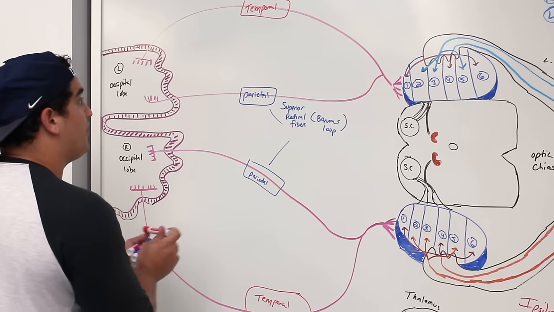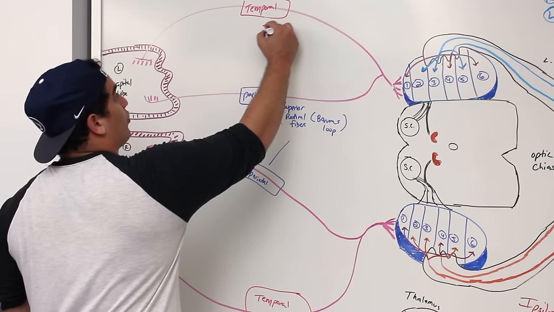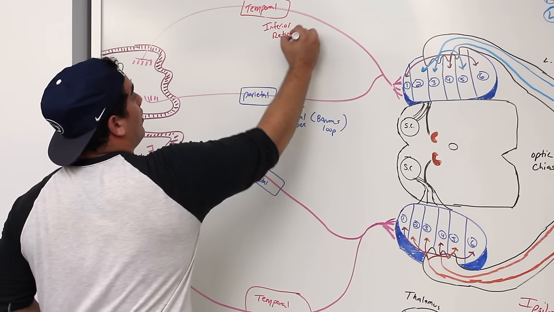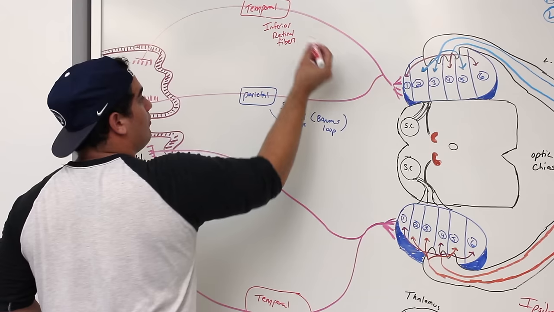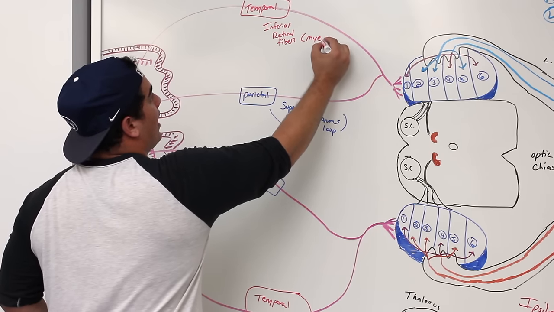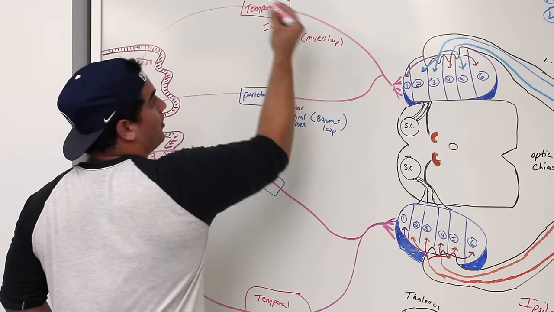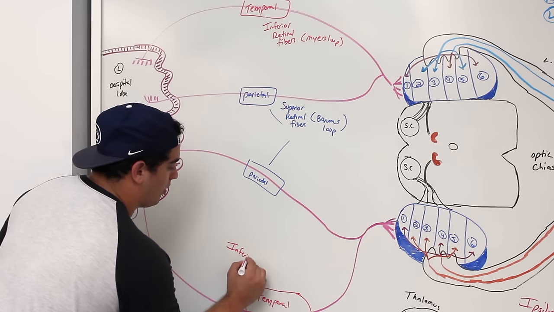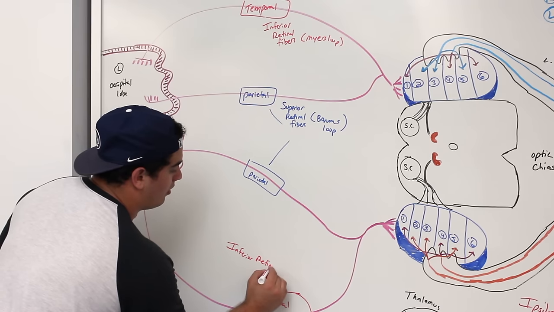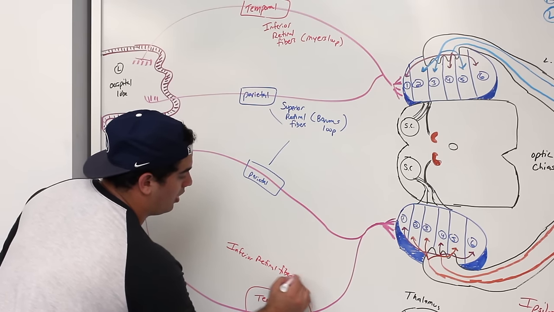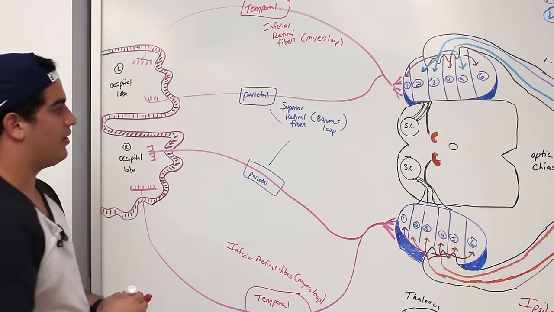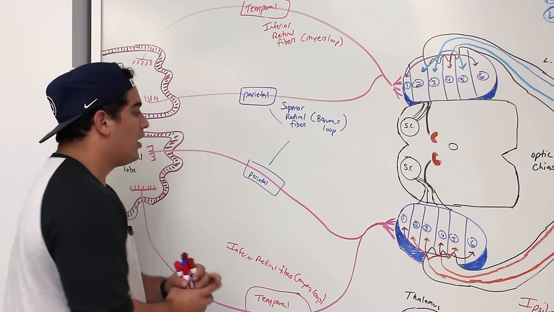These ones that are moving through the temporal lobe are the inferior retinal fibers. So these are the inferior retinal fibers. And this is actually called Myers loop. So again, some dude named Myers came up with that, right? So again, inferior retinal fibers, and this is a part of Myers loop. And this is important because it comes up when we get to lesions, right?